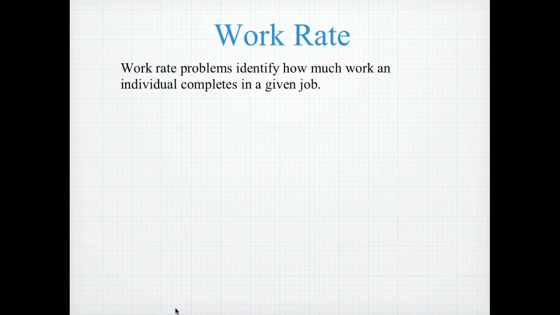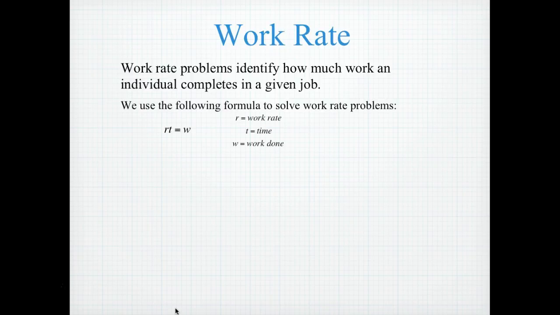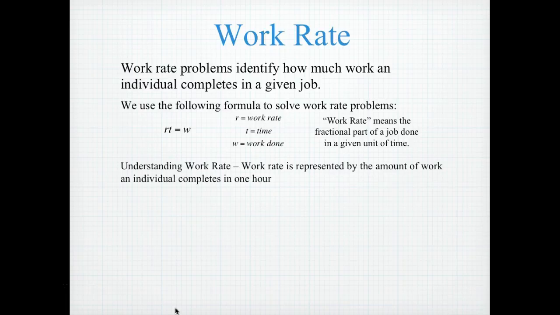Next we go with work rate problems. Work rate problems help us to identify how much work an individual completes in a given job. We're going to use the following formula to solve work rate problems. R times T is equal to W, where R represents the work rate, T represents the time, and W represents the amount of work that was accomplished. And the work rate represents the fractional part of a job done in a single unit of time. It's represented by the amount of work an individual will complete in 1 hour, or 1 minute, or 1 day, depending on the unit of measure that's being used.